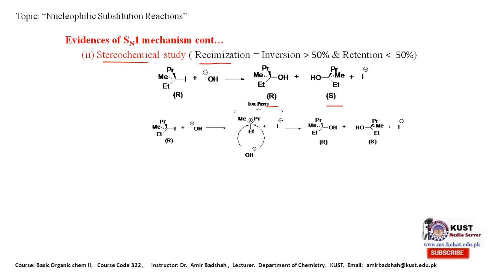If it attacks from the same side through which the leaving group has left, then we will get a substituted product which has the same configuration as that of the reactant. If it attacks from the back side, then we will get a substituted product whose configuration is different from that of the reactant. So a reaction in which both R and S are formed in the same amount is called a racemization reaction from the stereochemical point of view.